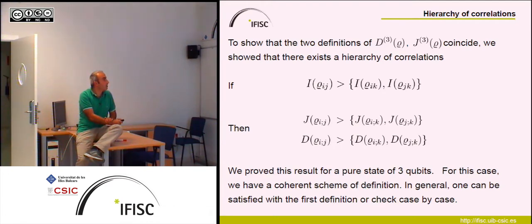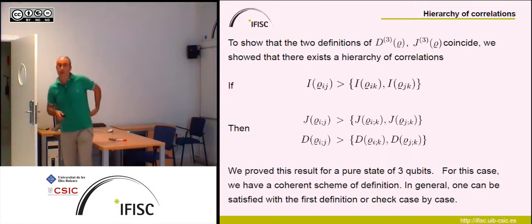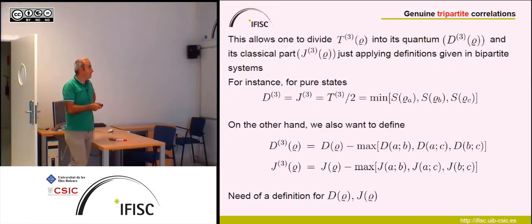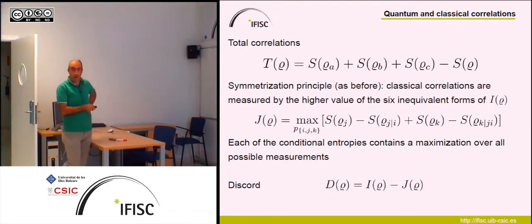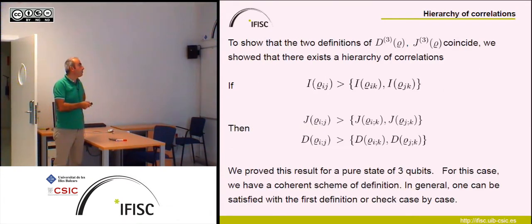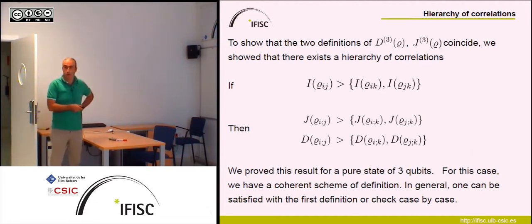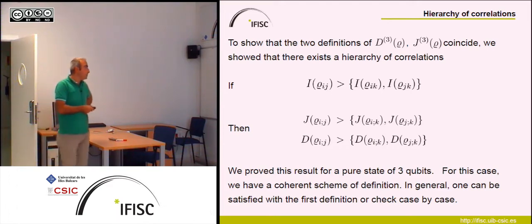Now to conclude our framework, we need to show that D3 and J3 coincide, the two different definitions of D3 and J3, this one and this one, are equal. We need to prove that if we fix a system such that the mutual information between I and J is greater than the other two mutual informations, then the same hierarchy is found also for the classical part, J, and for the quantum part, D. We prove that this is true for the case of 3 qubits.